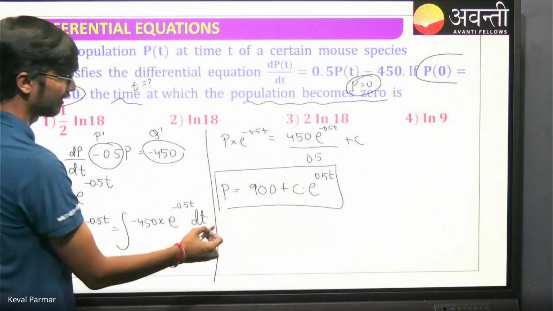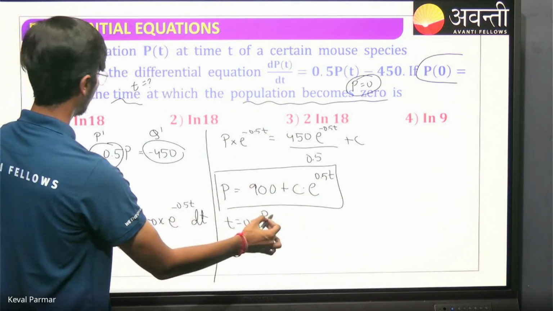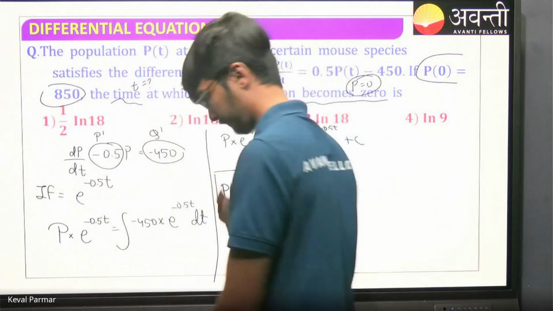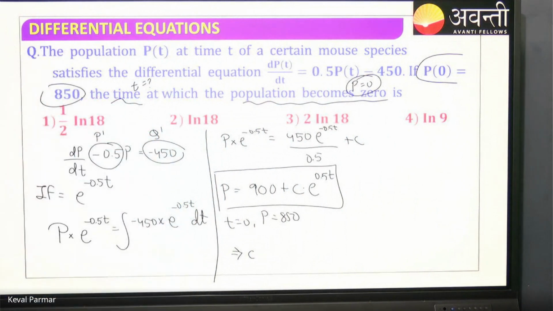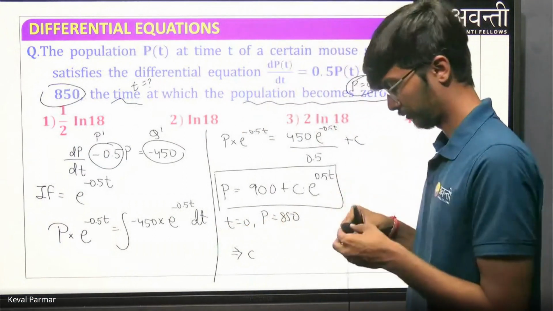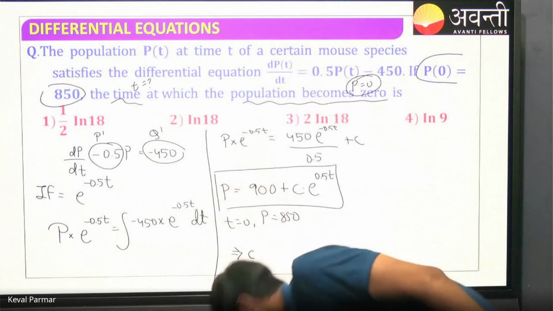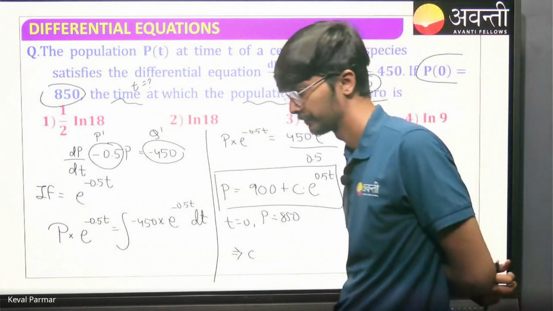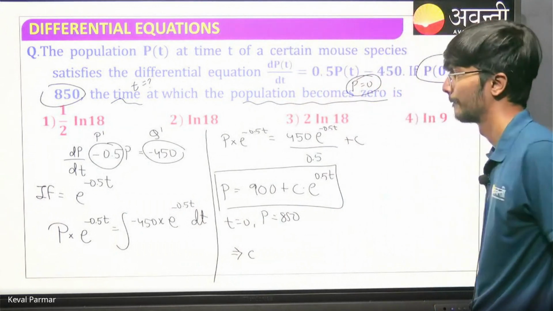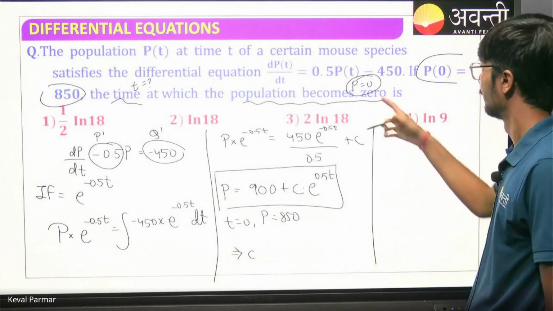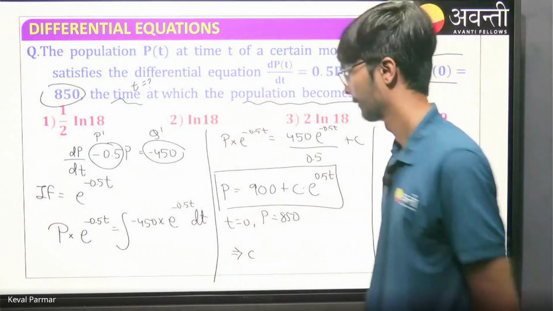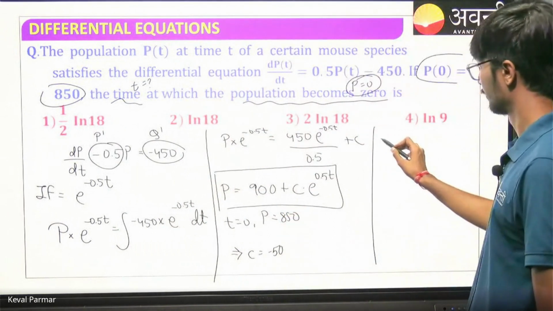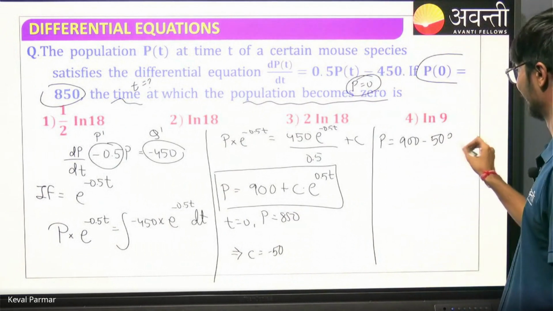Let's use the boundary condition. What is the boundary condition? P of 0, which means t equals 0, p equals 850. Now use this and get me the value of c. Chalo, fatafat. What is the value of c? It is very simple, just substitute. Come on. After that, we have to put P equals 0 and t equals question mark. Minus 50. Superb. c equals minus 50, right? So that means my equation became P is equal to 900 minus 50 e raised to 0.5 t.